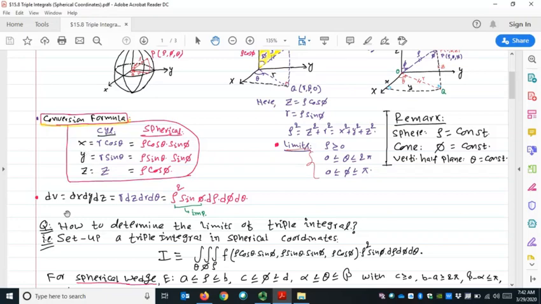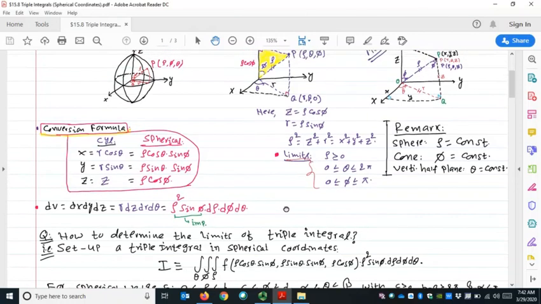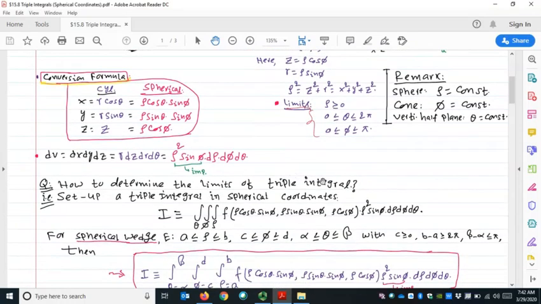And similarly, the volume element in spherical coordinates becomes dV equals rho square sine phi d rho d phi d theta. Let me emphasize this rho square sine phi. This is an additional term to this d rho d phi d theta to form a volume element. So this is important. Now at this time, let's ask questions to ourselves again.